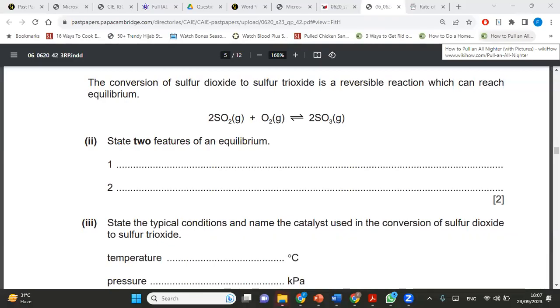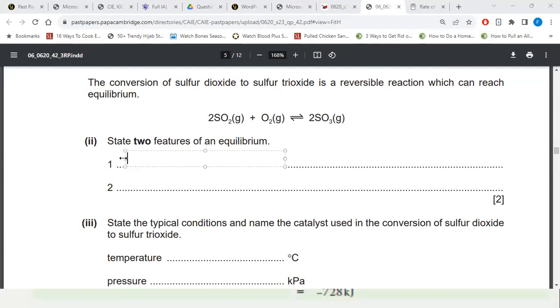So they're saying the conversion of sulfur dioxide to sulfur trioxide is a reversible reaction which can reach equilibrium. Give two features of an equilibrium. Do you remember what were the features we discussed about dynamic equilibrium? Yes. What are the features?